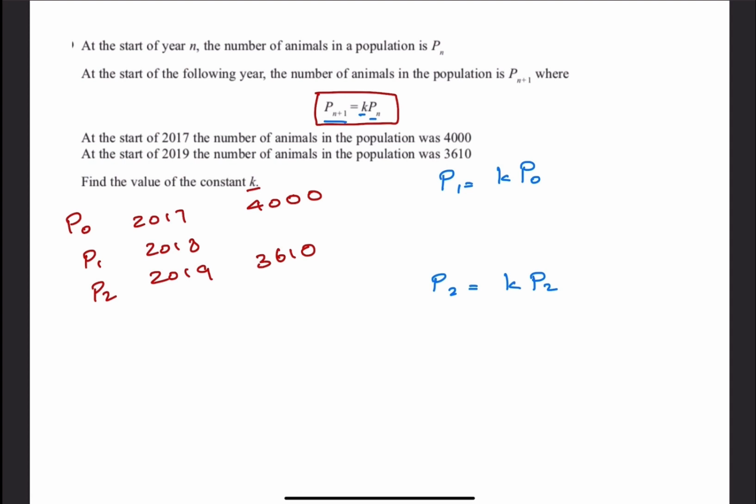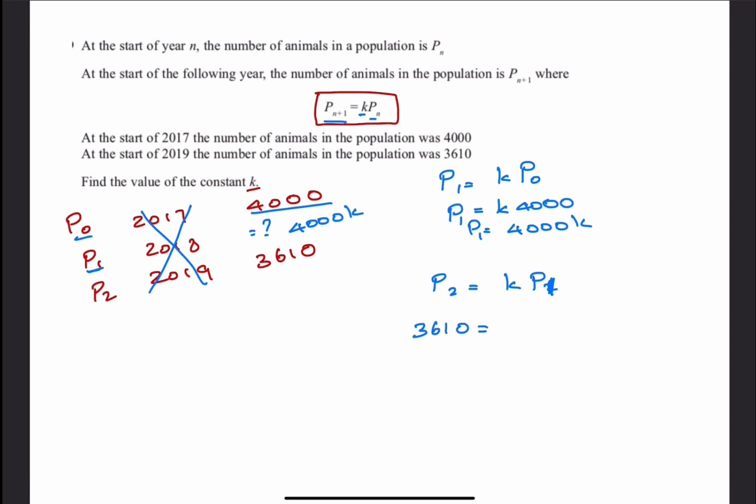Okay, I've done my working out. What is P1? No idea, because the years are not an issue. I'm just going to cross the years off. P1 is equal to k times p naught. What is p naught? P naught is 4,000. Can you see? So P1 is 4,000 K. Got it. P2 is K times P1, by the way. P2 is equal to 3,610, which is equal to K times P1. What is P1? I know, 4,000 K.